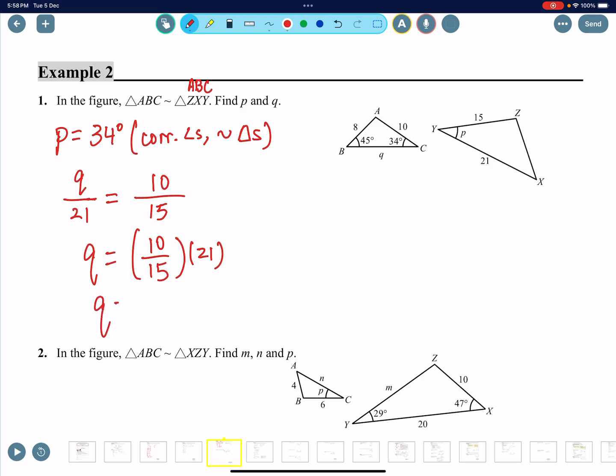If you get a decimal, it's kind of weird. 14. So 10 over 15 is 2 over 3. 14 over 21 is also 2 over 3. So that's why they have the same ratio if you divide them.